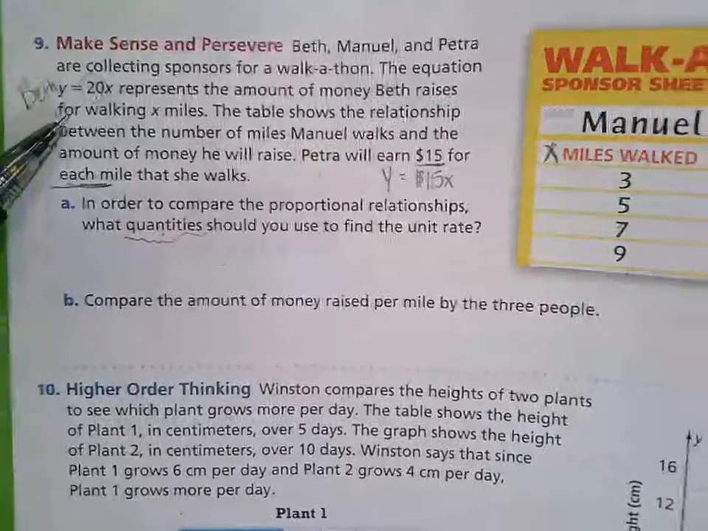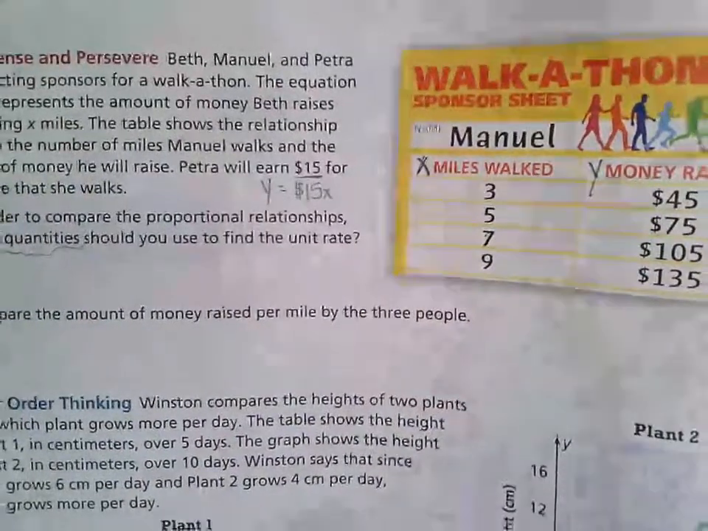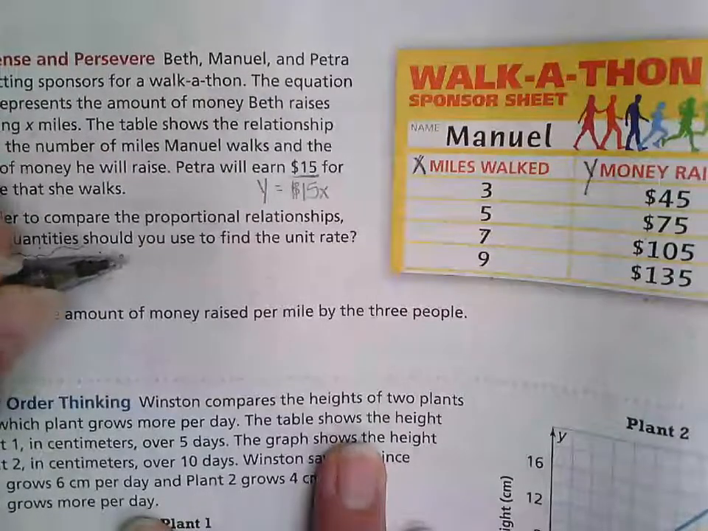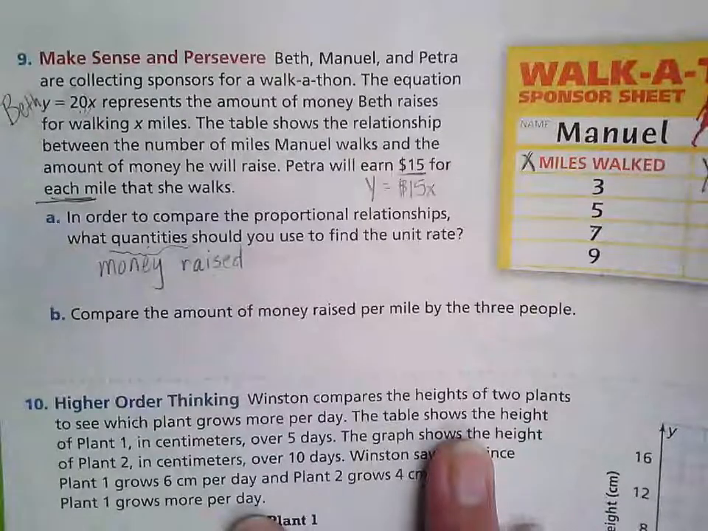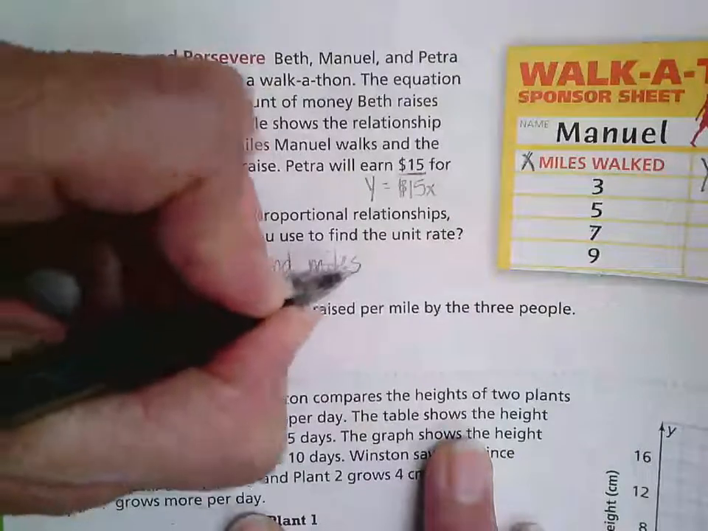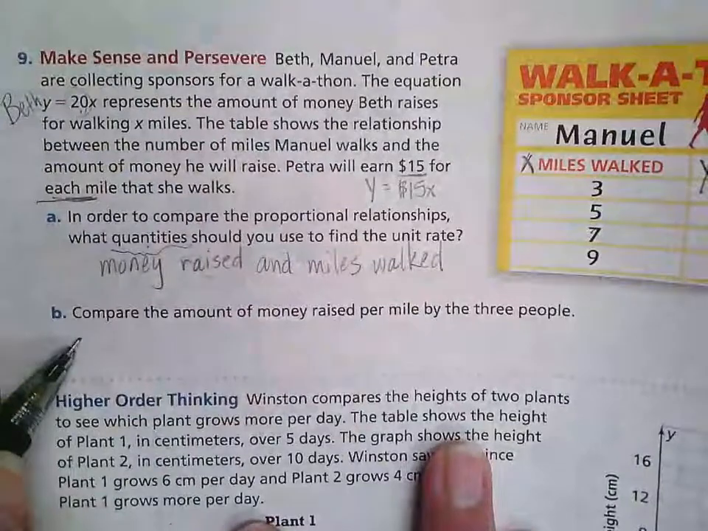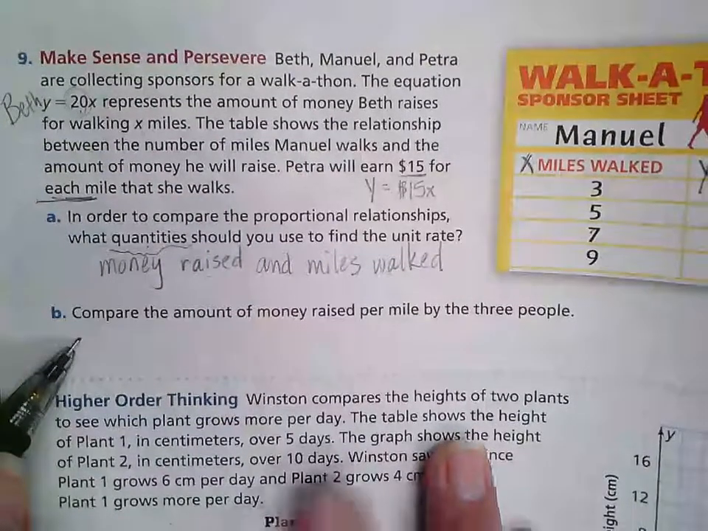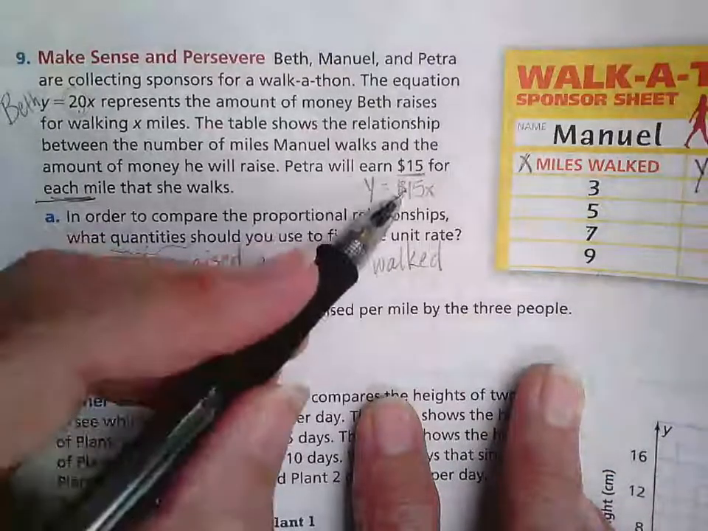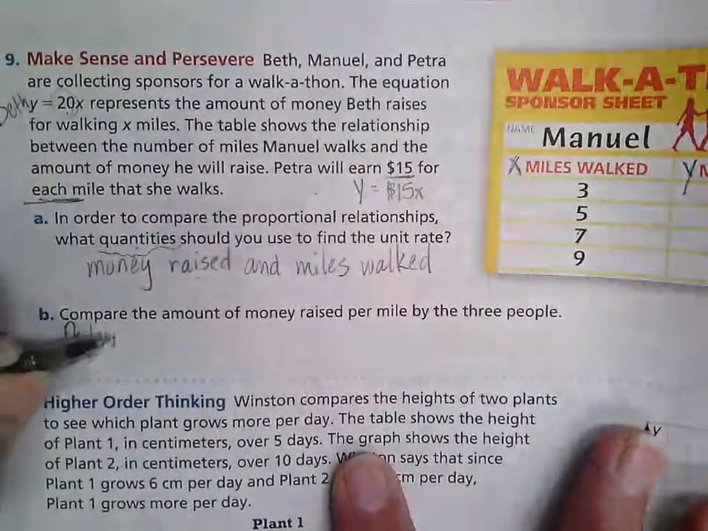Well, the unit rate is going to be how much money is raised and the other quantity is miles walked. Compare the amount of money raised per mile by the 3 people. So we can see that Petra is going to earn $15 per mile.